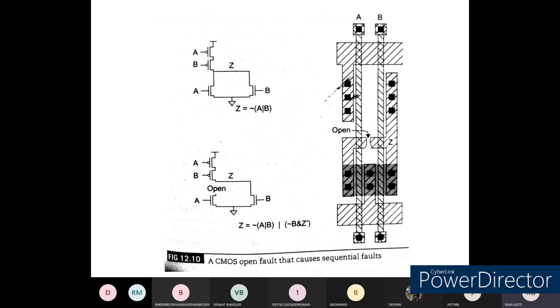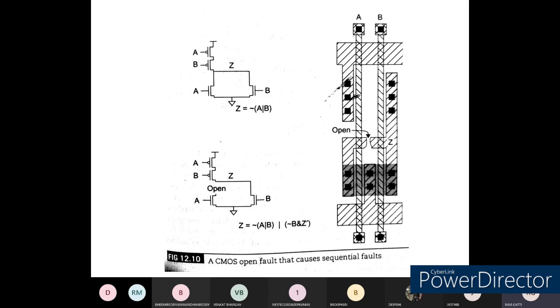So this is related to the open circuit and short circuit fault. You can see in the diagram a combinational circuit fault, that is a NAND gate and NOR gate implementation, and this NOR gate implementation can be converted into a sequential circuit with the use of the bottom diagram. That is the beauty of the open circuit or short circuit fault model.